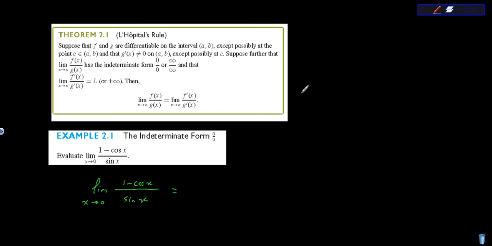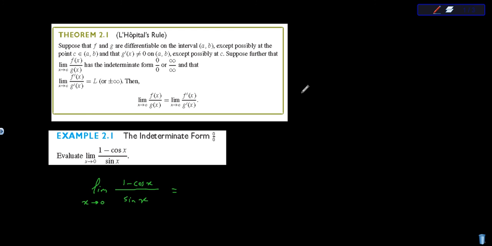This is L'Hopital's rule. In this formula, we have two main cases: 0 over 0 or infinity over infinity. Be careful about this point. It is a very important point to keep in your mind: we can apply L'Hopital's rule in two main cases, 0 over 0 or infinity over infinity. Let's show you in this example how to apply L'Hopital.